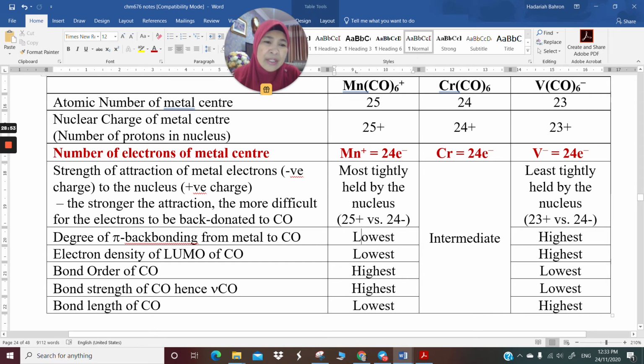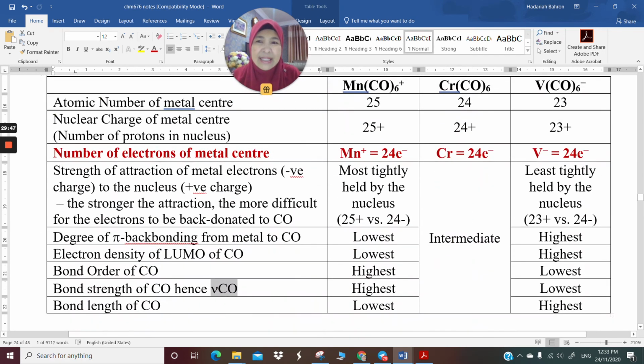Accordingly, with the low bond order, you're going to have a low bond strength, a low strength of CO, hence the low stretching frequency of CO. Anything which is a weak bond will have a longer bond. A weak bond is a long bond, a strong bond is a short bond. So that is the explanation why the stretching frequency, the nu CO, in MnCO6 plus is high compared to the stretching frequency of CO in VCO6 minus.